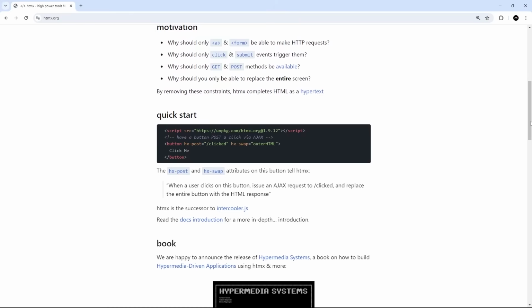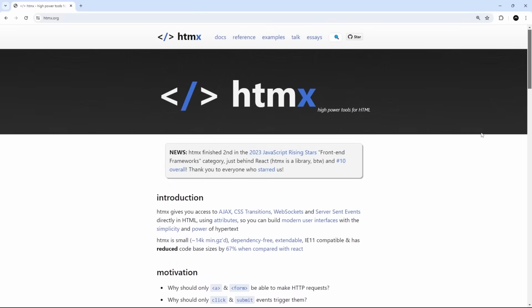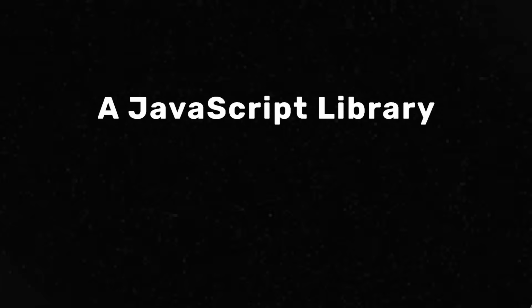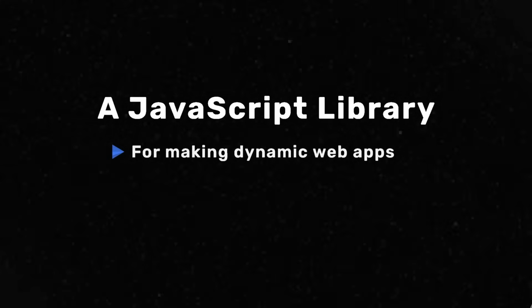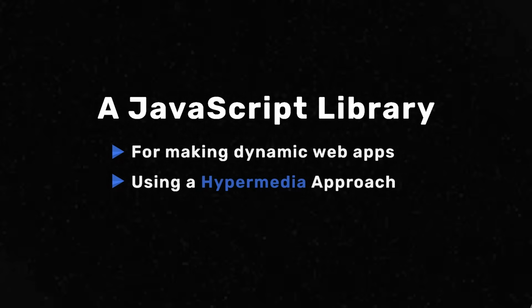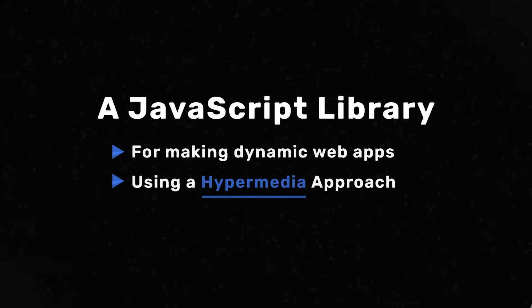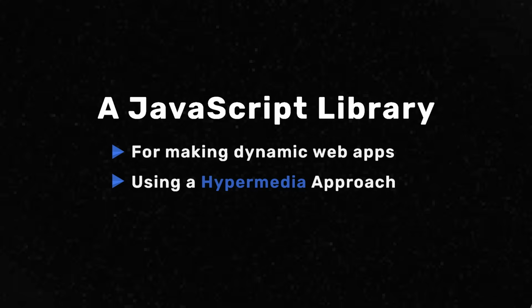But first of all, what exactly is HTMX and how is it different from other technologies like React, Vue, Svelte, etc.? Well, first of all, HTMX is a JavaScript library that allows us to make dynamic web applications. And at the core of HTMX is the idea of building those web applications using a hypermedia-driven approach. And by that, I mean the exchange of hypermedia between the browser and server using HTTP to control the UI and functionality of an application.